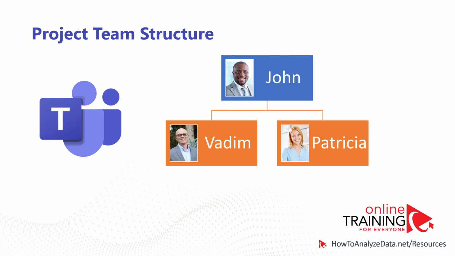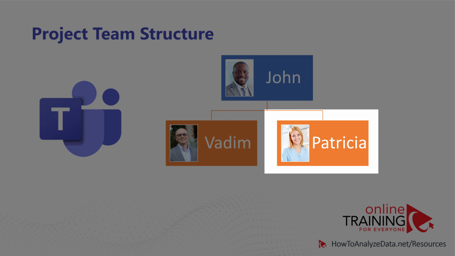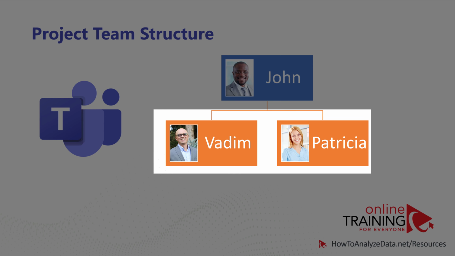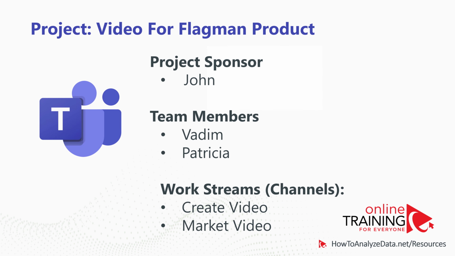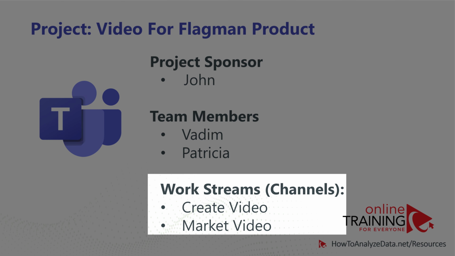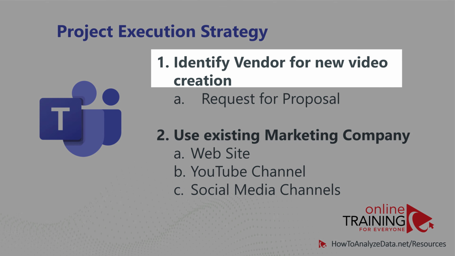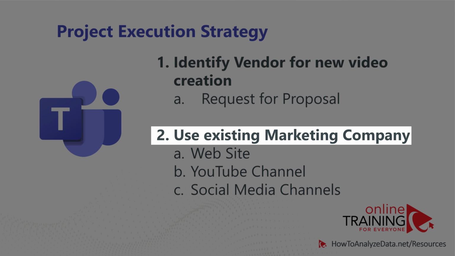We are working on the project together and using Microsoft Teams. Patricia is a team lead on the project, and Vadim is the team member. Both Patricia and Vadim report to John. We've identified 2 main work streams for the project. First one is to create the video, and second one is to market the video. Our strategy is to find a new vendor to create a video and use an existing vendor to market the video.